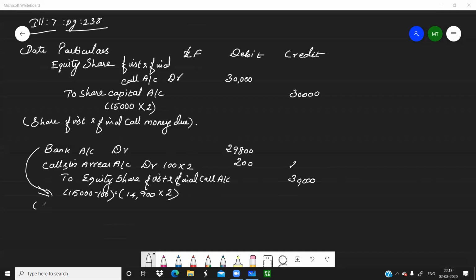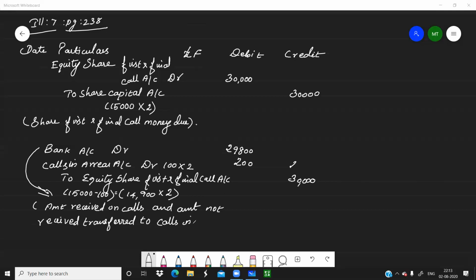Okay, so the narration is amount received on calls and amount not received transferred to calls in arrear account. That's all. Okay. So first, as usual journal.